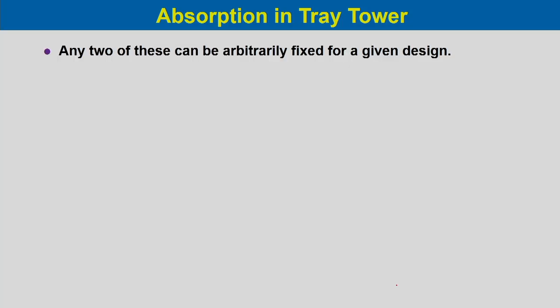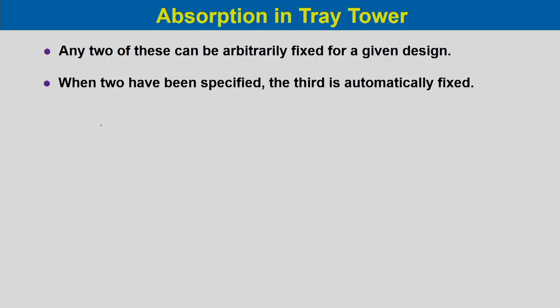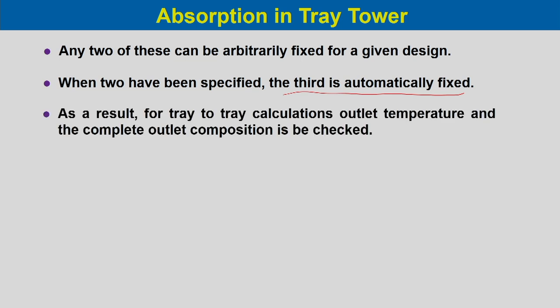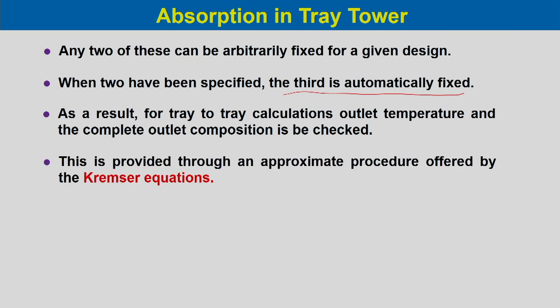Among these three, if any two can be arbitrarily fixed for a given design, then when the two have been specified, the third is automatically fixed. So, out of these three variables, if we can decide any two, the third will be automatically fixed. As a result, for tray to tray calculation, outlet temperature and the complete outlet composition are to be checked. So, we need to have arbitrarily fixed design parameters.